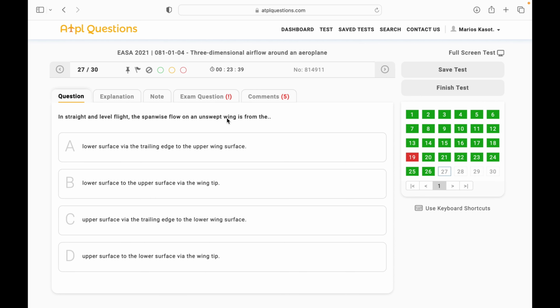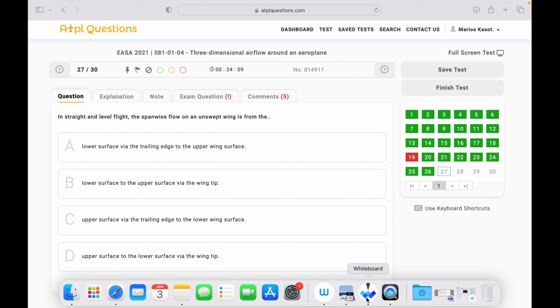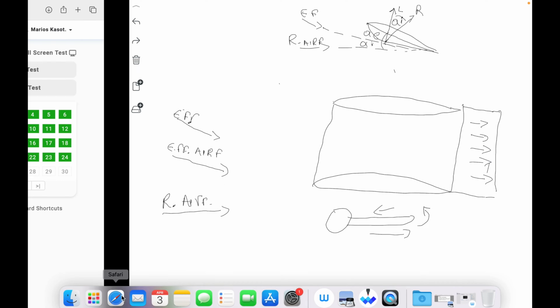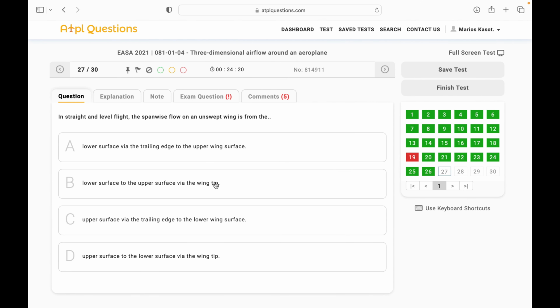In straight and level flight, the spanwise flow on an unswept wing is from the lower surface via the trailing edge to the upper wing surface, lower surface to the upper surface via the wing tip. Obviously, this is the correct answer. Let's see the rest of them. Upper surface via the trailing edge to the lower wing surface. No, it goes like that. Lower surface to the upper surface via the wingtip.